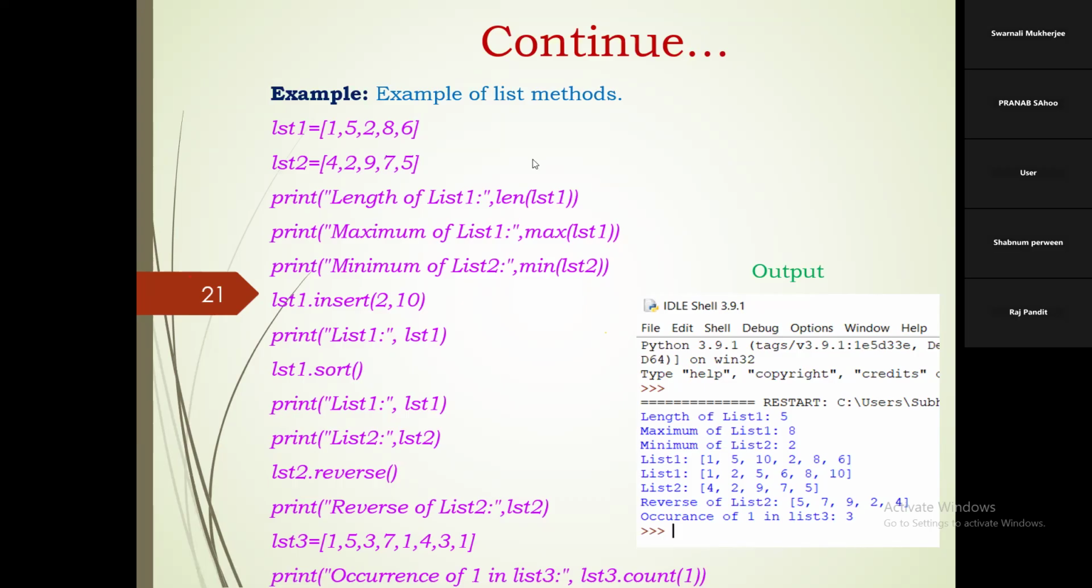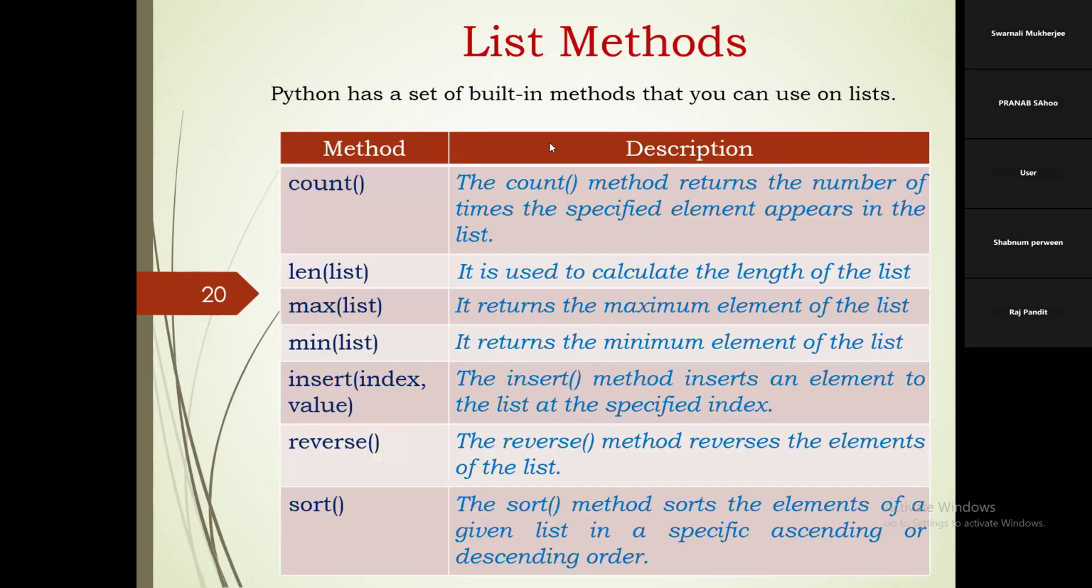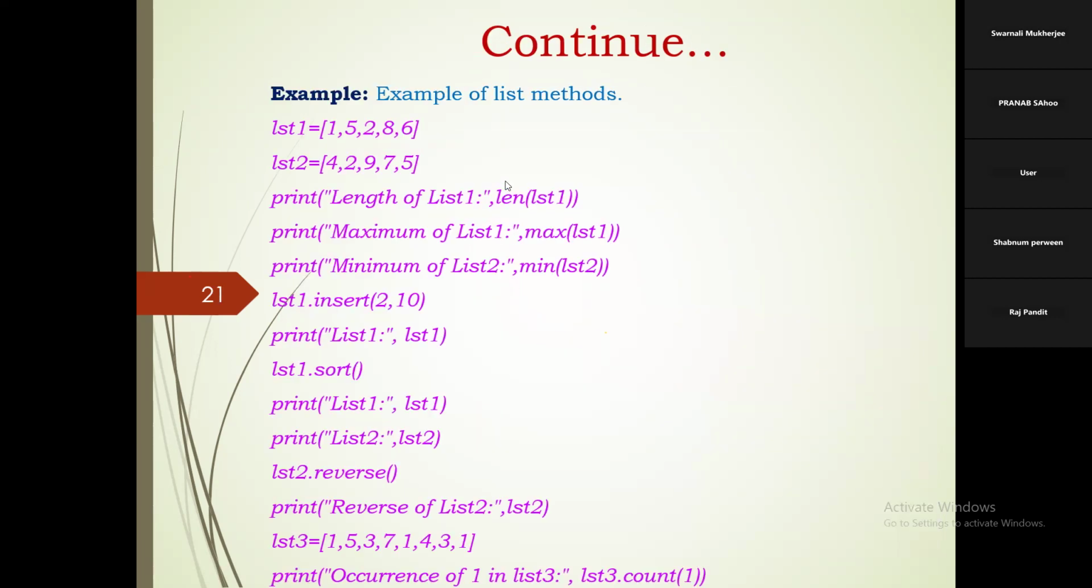Hello. So let us go to this slide. We are using the built-in methods for lists. So what are the built-in methods? Count, length, maximum, minimum, insert, reverse, sort, with this example. This is the example of all list methods. Through it, we can understand the meaning of length, maximum, minimum, how you insert, and so many things. So we get this output.